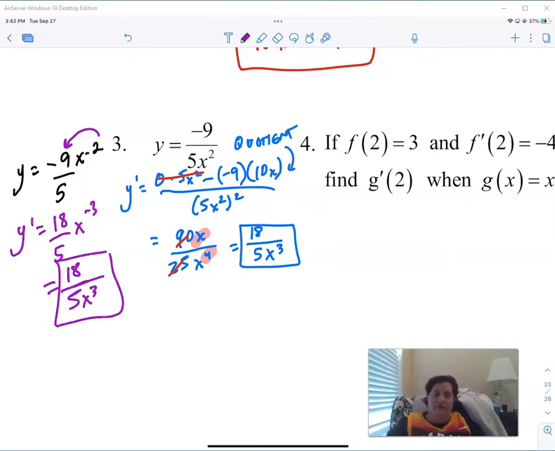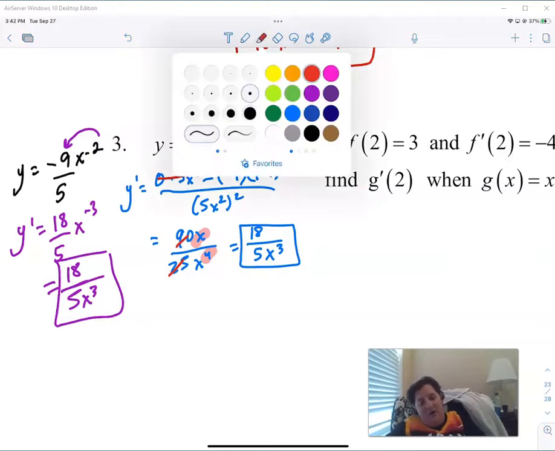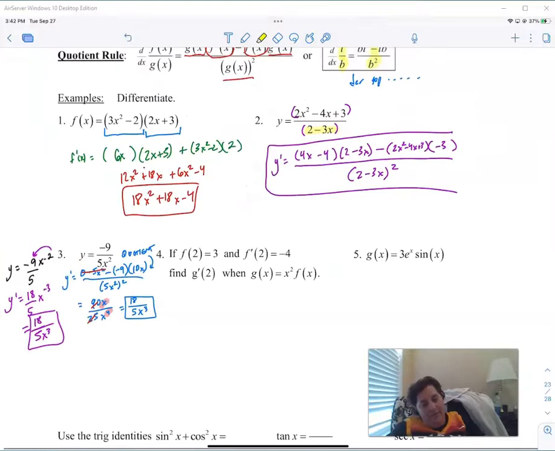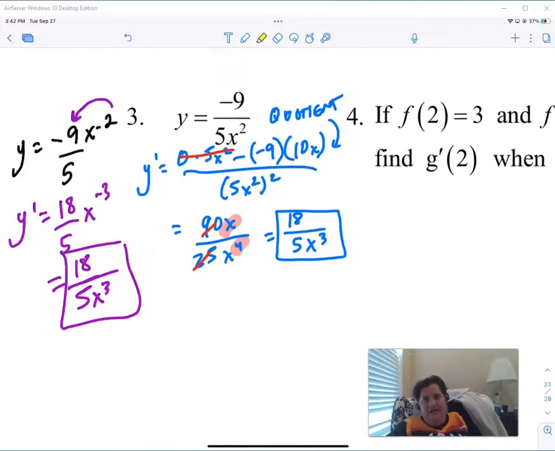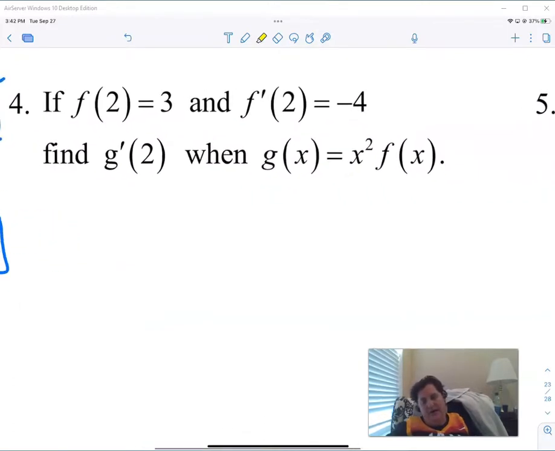Okay? So let me tell you something. Quotient rule is not always the best way to deal with fractions, all right? If there is an x on the top and the bottom, quotient rule is the best. If there is only an x on the bottom, negative exponents is better, all right? We'll talk about that a little bit more in class.